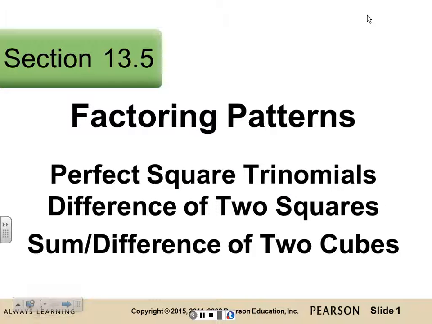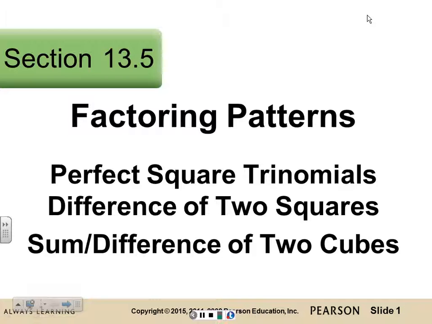Factoring patterns. So now we have talked about factoring with greatest common factor. We've also talked about factoring by grouping, which is going to be 4 terms. We've talked about factoring trinomials where our leading coefficient is 1, and factoring trinomials where our leading coefficient is not 1, which is where we use the bottoms up. Now, we're going to talk about our last factoring technique, which is going to be the patterns.